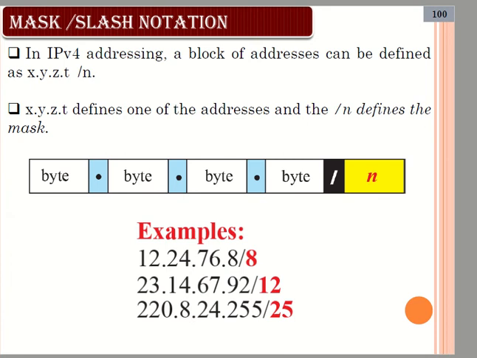For example, take an address represented in dotted decimal notation, 24.76.8 slash n. In this, 24.76.8 is one of the addresses, or the beginning address or the ending address of a particular block, and the slash 8 indicates the prefix length. Similarly, you can see here 23.14.67.92, which is one of the addresses among the block of addresses, and 12 indicates the prefix length. What is this prefix length? Prefix length is nothing but the network address. So the 12 bits will represent the network address, and the remaining bits will represent the device address.